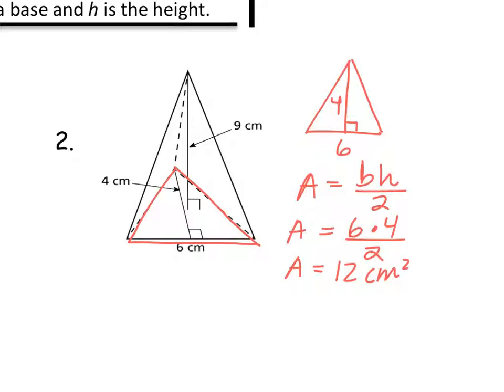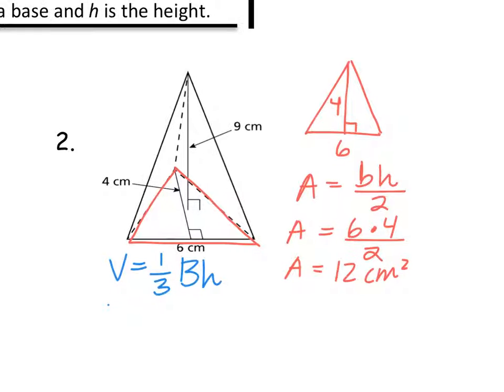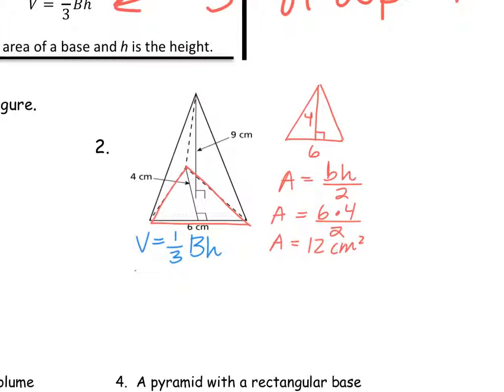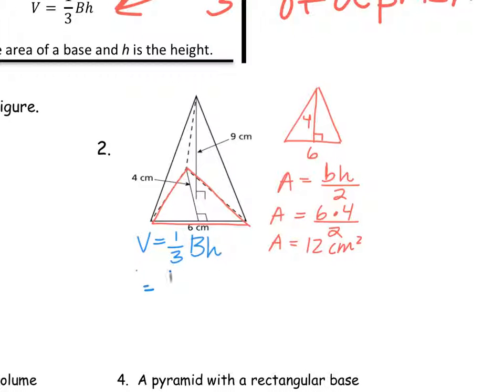That's all good and great, but you need the volume. Volume formula for a pyramid is 1/3 the volume of a prism: area of the base times the height. If this were a prism instead, we would just get rid of the 1/3. Okay, so 1/3. My area of the base is 12. What's the height of the pyramid? 9. I keep saying prism. Pyramid. The height of the pyramid is 9.